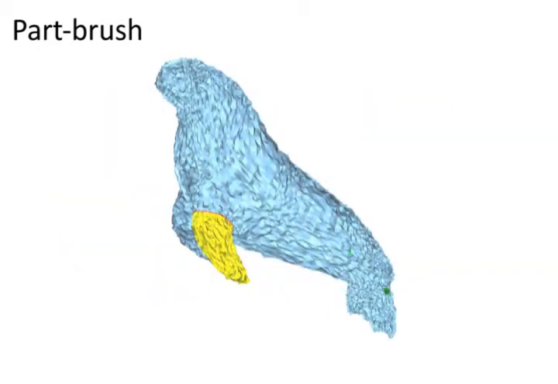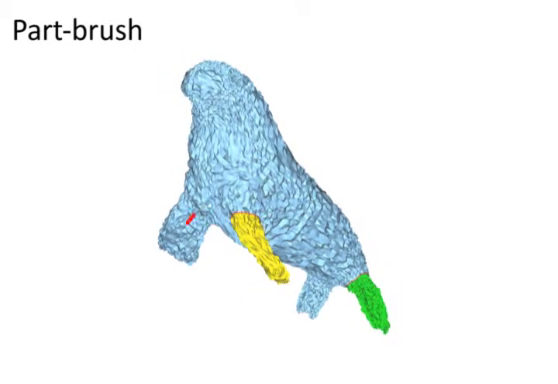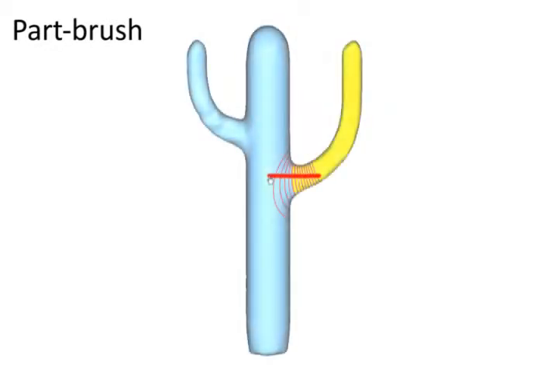Our part brush is also robust to noise, as shown in this example, and is insensitive to variation in the user's stroke.